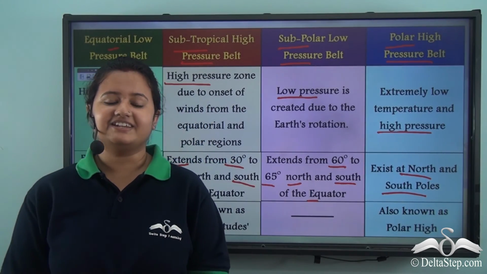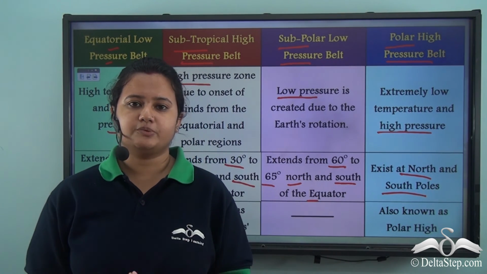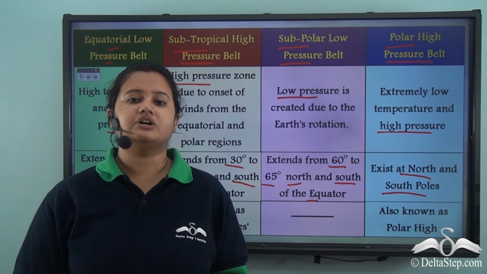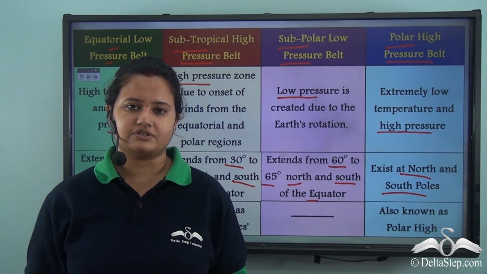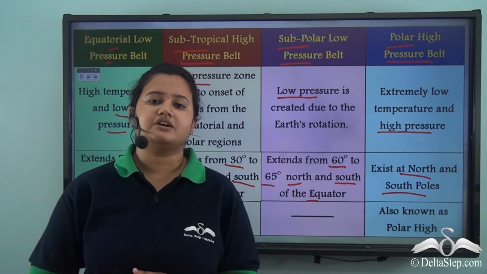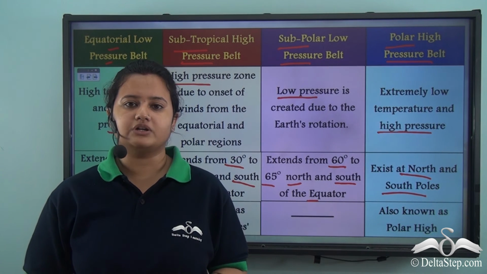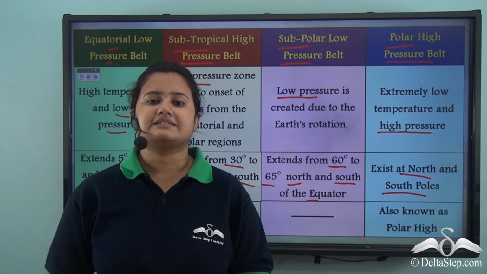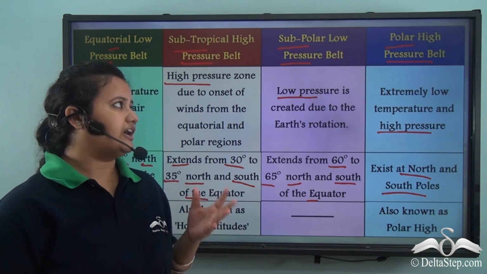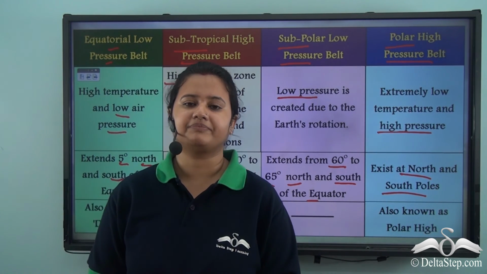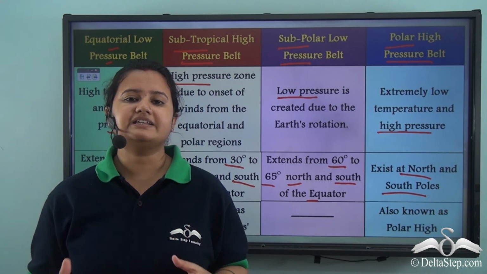So in today's lesson, we discussed pressure belts. We first understood what a pressure belt is. Pressure belts refer to the horizontal distribution of air pressure across the latitudes. And then we discussed the important pressure belts of the world. The important pressure belts of the world are the equatorial low pressure belt, subtropical high pressure belt, subpolar low pressure belt, and finally the polar high pressure belt. In our next video, we will discuss the shifting of these pressure belts.